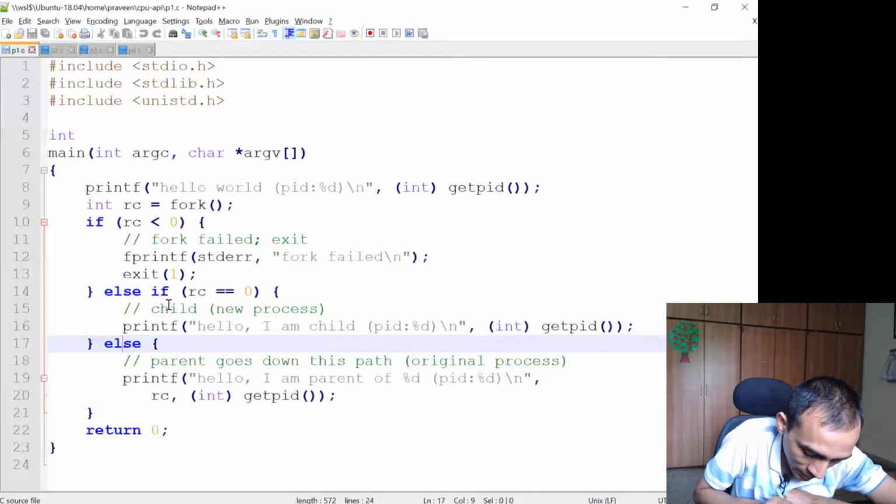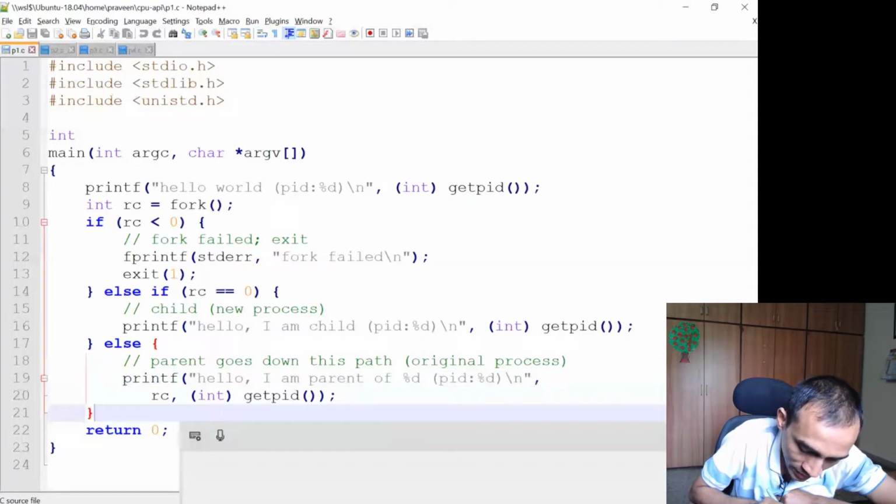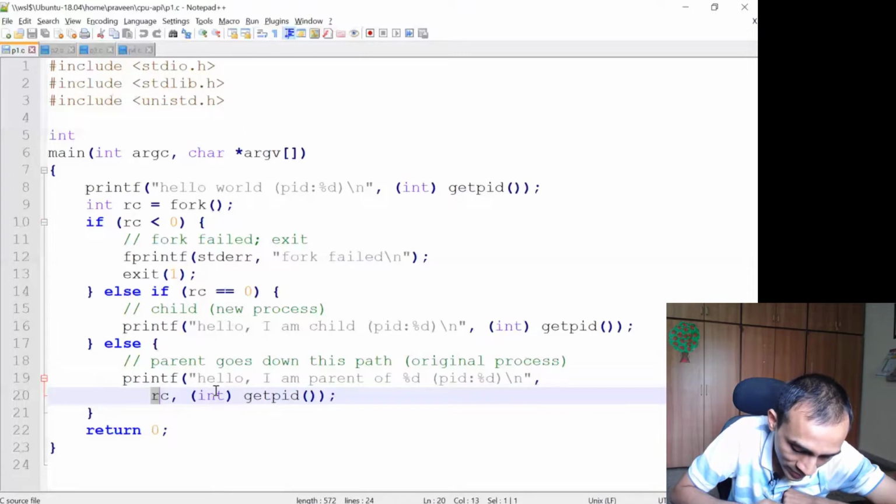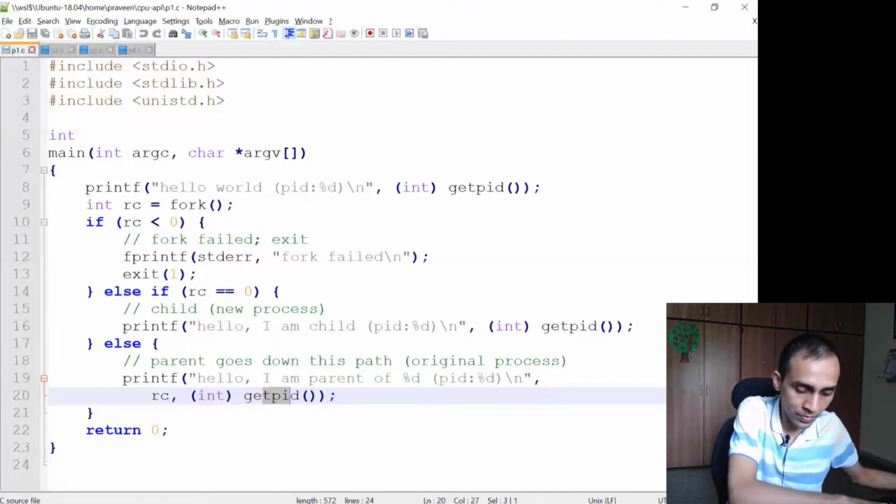So in the else part, the original parent process is basically saying hello, I am the parent of this. He knows, as I said, RC is the process ID of the child. So that's why he knows the process ID of the child. So he's saying I am parent of the child, printing the process ID of the child, and also printing the process ID of its own, which is through the getpid function.